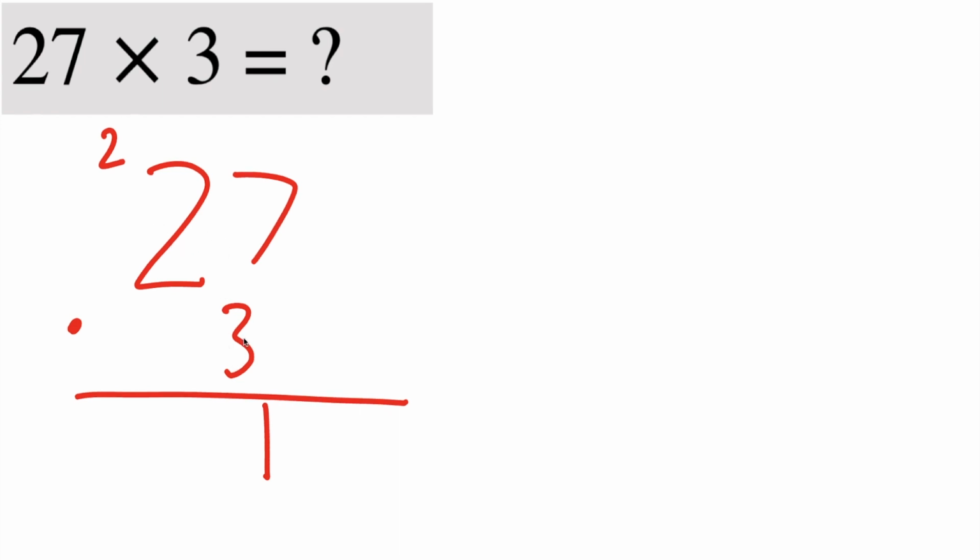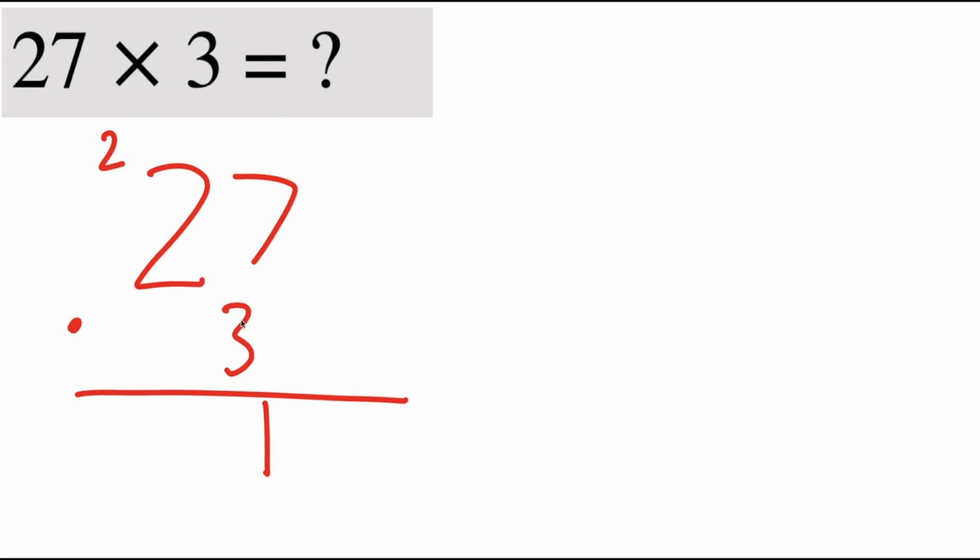Now we say 3 times 2 is 6. But we have to add this 2. So 3 times 2 is 6 plus 2, and we get 8. So we get 81. So 27 times 3 is 81.